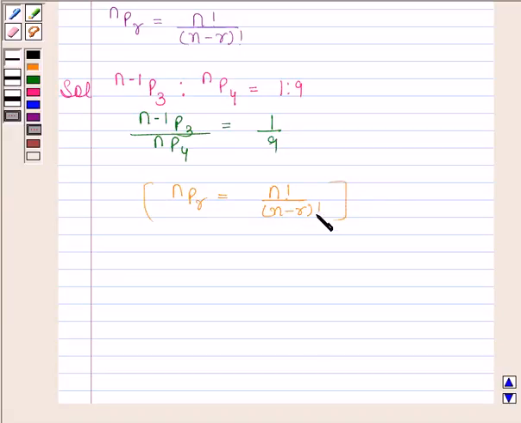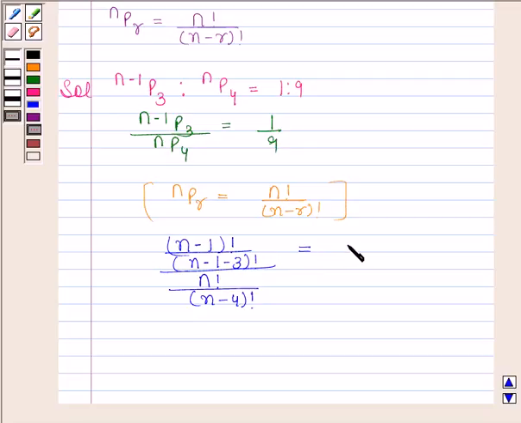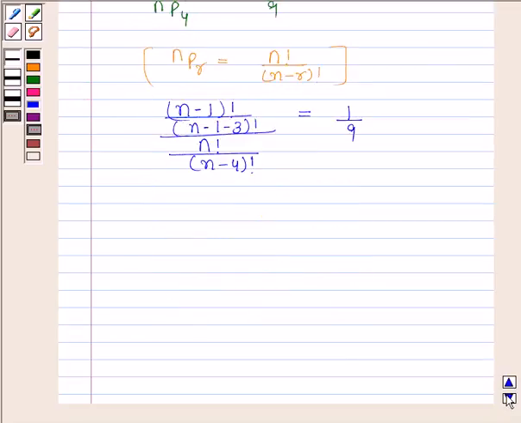So using this formula, (n minus 1)P3 is equal to (n minus 1) factorial upon (n minus 1 minus 3) factorial, and nP4 is equal to n factorial upon (n minus 4) factorial, and this is equal to 1/9. And this implies (n minus 1) factorial upon (n minus 4) factorial, upon n factorial upon (n minus 4) factorial, is equal to 1/9.